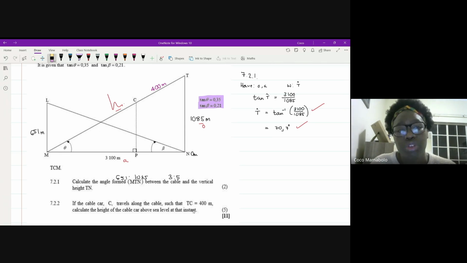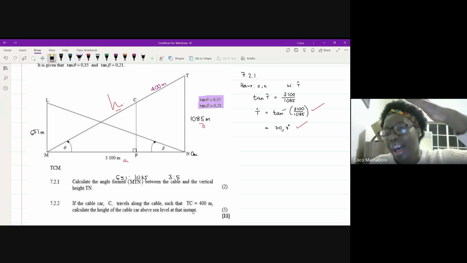I'm going to give everybody 2 minutes. Please find me the size of MT. Okay, the long side. Find me the hypotenuse, please. Whichever method you would like.